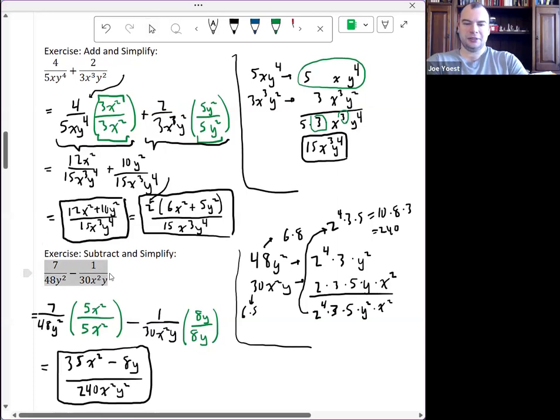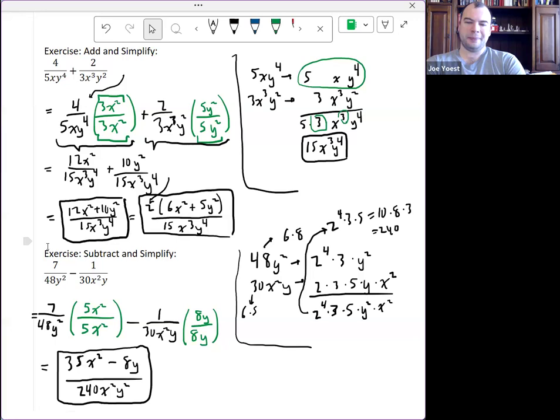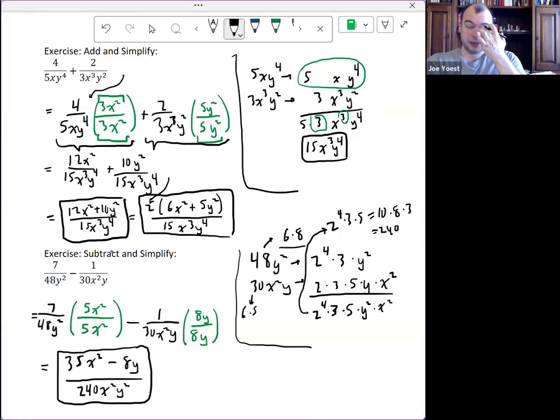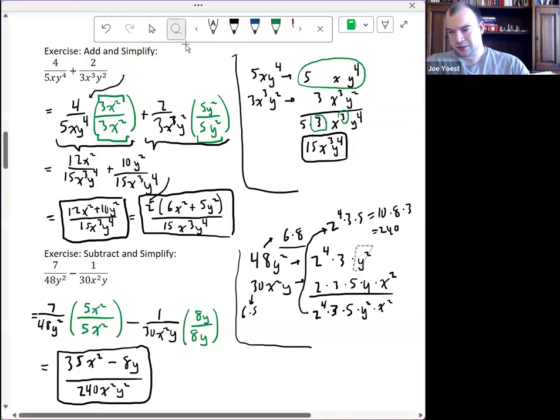Okay, in the second exercise, we have 7 over 48y squared minus 1 over 30x squared y. So my numbers here are a little bit hard to get a prime factorization for. They're a little more challenging. But I noticed that 48, I can write as, say, 6 times 8. And 6 is 2 times 3, and 8 is 2 cubed. So 48 is going to be 2 to the fourth times 3. So 48y squared's prime factorization is 2 to the fourth times 3 times y squared. And let me shimmy this y squared over a little bit so that it is more above the other y. There we go.